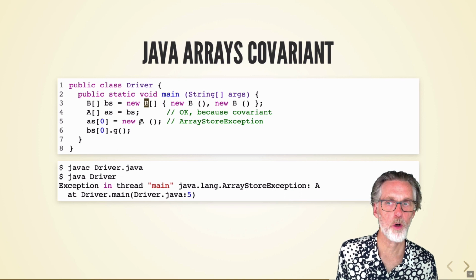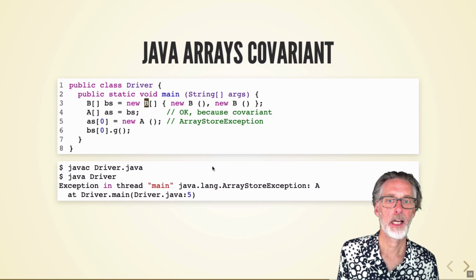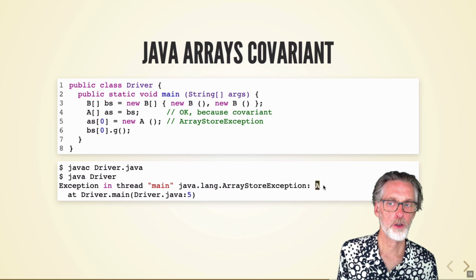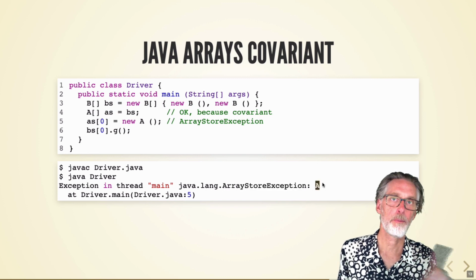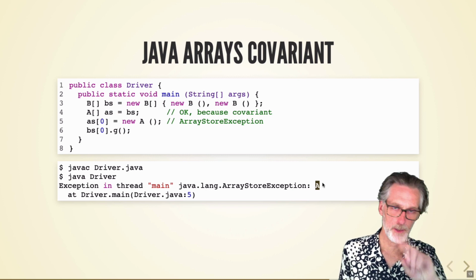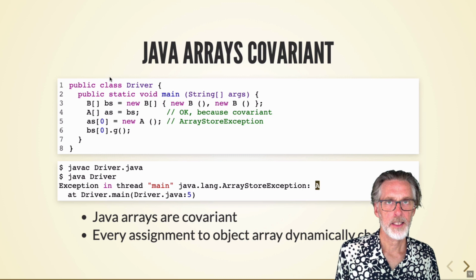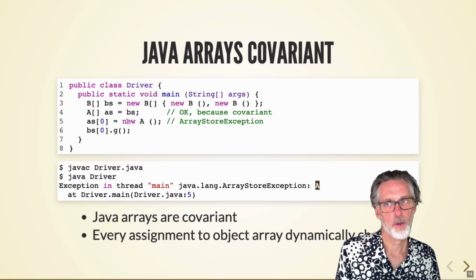It sees that the wrong kind of thing is being assigned, and it throws an array store exception saying, oh, you're trying to put an A in here? No way, buddy. This is an array of birds. We're not taking some abstract animal. In order to maintain the safety of the language, this check is required.